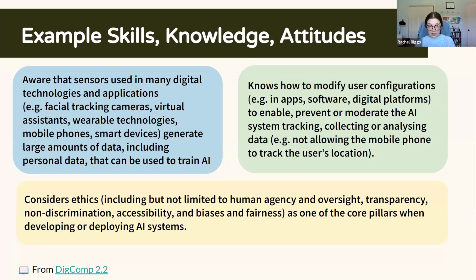A skill is knowing how to modify user configurations or settings to enable, prevent, or moderate the AI system tracking, collecting, or analyzing data. So another data one, but this time not just an awareness, but a skill of being able to adjust your settings so that you have control over the data that you're sharing.